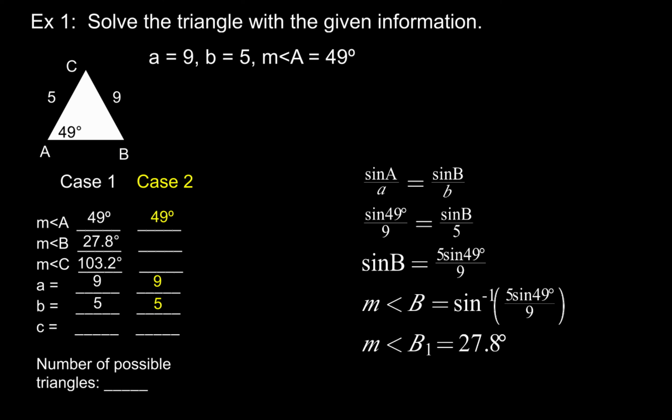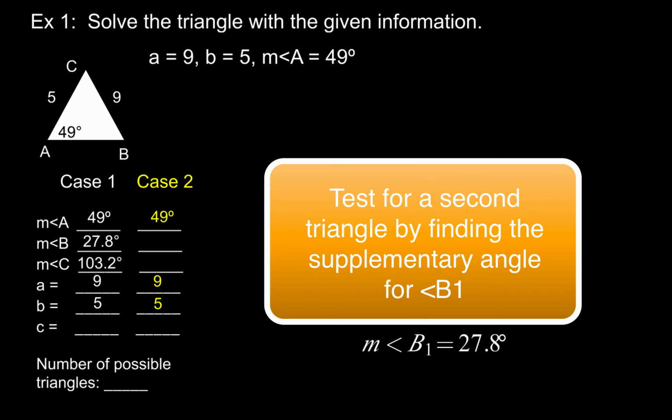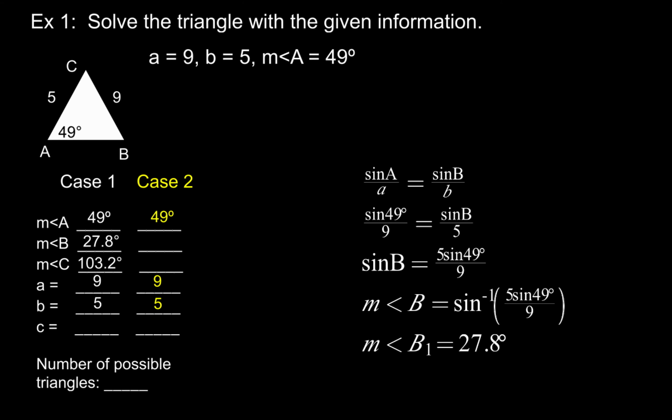And that's all well and good. So we've got just about everything for our first triangle. We just have to find side C still. But before we do that, I want to test this to see if there is a possible second triangle. The way you do that, this B1 that we found, this first angle, we're going to take that angle and find its supplement. If you remember what supplement means, you subtract 27.8 from 180. That gives us a value of 152.2 degrees.